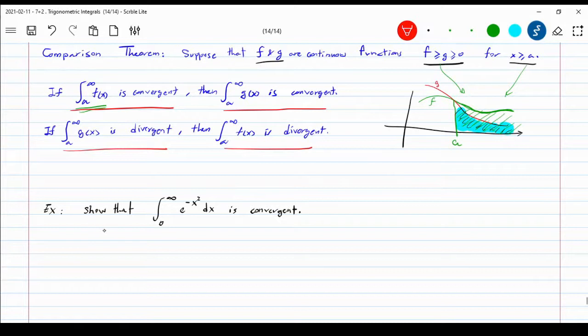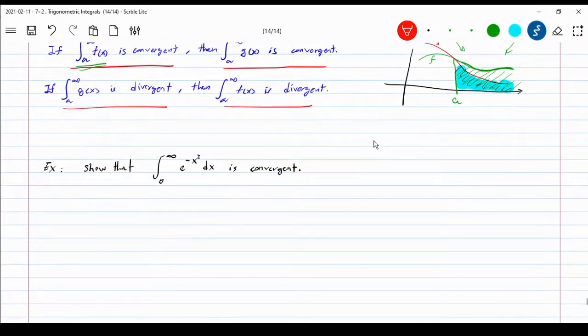Here's an example for you. Show that this function is convergent. Let's keep this actually at 0. One thing that you notice is that if this starts from 0, 1, 10, 20, it doesn't really affect anything, because what you care about is not the bounded part of the function.